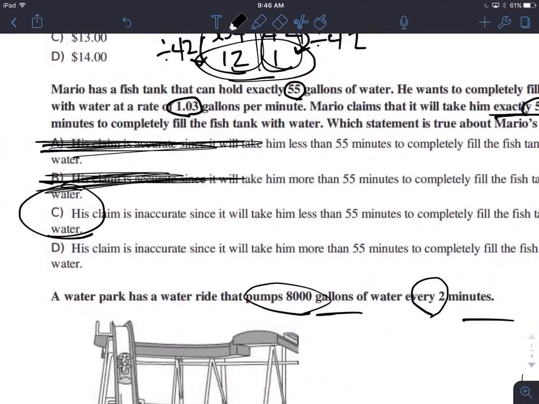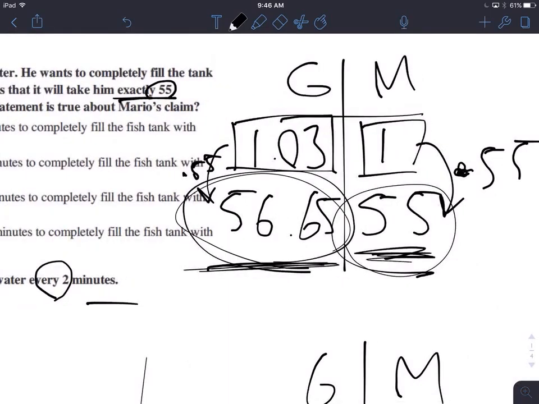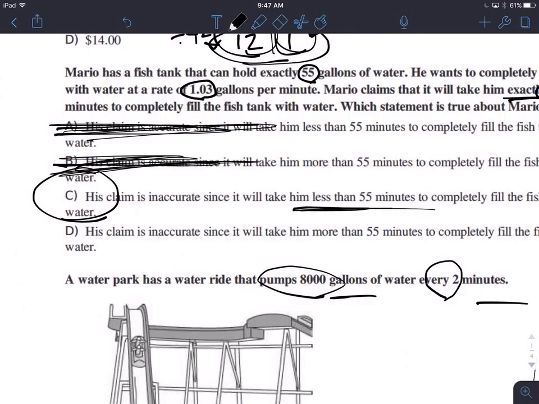C is correct because he's already done with 55 gallons when he hits 55 minutes. So sometime before 55 minutes, he gets to 55 gallons. So it will take him less than 55 minutes.